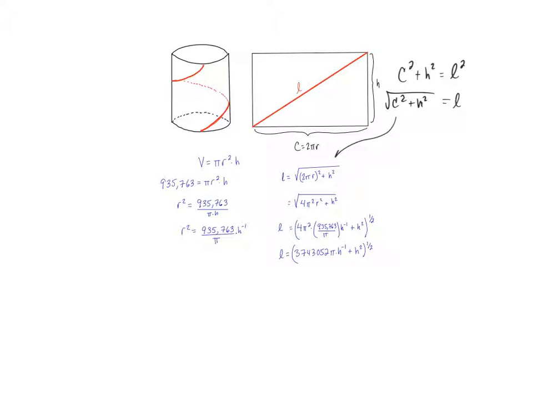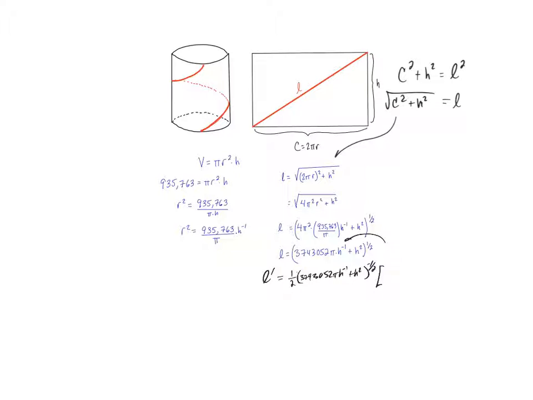But the question is really asking, we want to minimize this length. So if you have a formula for that length and you want to minimize it, you take the derivative and set it equal to 0. So this derivative is going to be kind of a mess. So I'm going to say L prime is bring the 1/2 down in front. What's inside here is not going to change at all. So it's going to be that 3743052 pi times h to the negative 1 plus h squared, to the negative 1/2, multiplied by the derivative of what's inside. Remember, we've got the chain rule going on here.